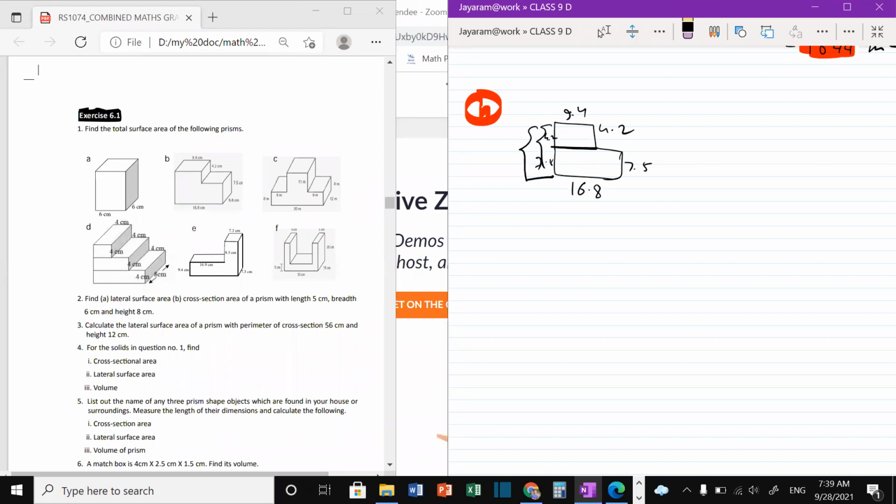For the part you don't know, if you write 9.4, what remains to make 16.8 is 7.4. So this is how you can draw a new figure. The sides are 16.8, 7.5, here 7.4, here 4.2, 9.4, and this side is again 11.7.